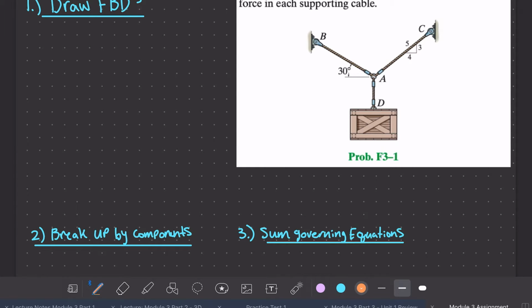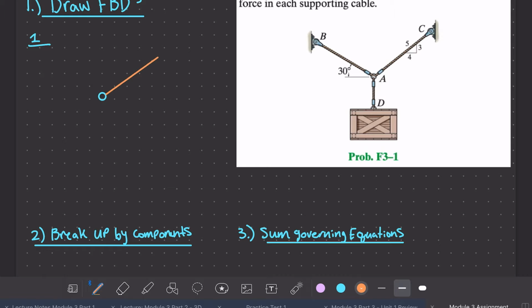The first step to solving this problem is drawing out the free body diagrams. I'll go ahead and label my free body diagram for ring A as my number 1 free body diagram. Starting with the ring in the middle, you can draw the projections out for the tensions.